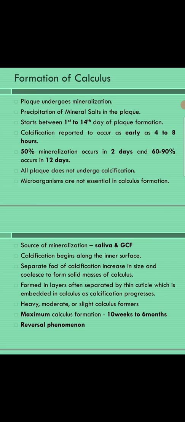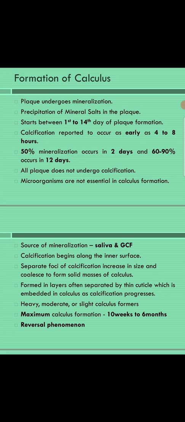Why? Because when the maximum has formed in 10 weeks to 6 months, the calculus starts to break down, due to friction and wear. Calculus wears due to food, tongue, cheeks, and muscle friction. The calculus starts to break down and decreases again. The main point is that this process is known as the reversal phenomenon, which occurs after 6 months.